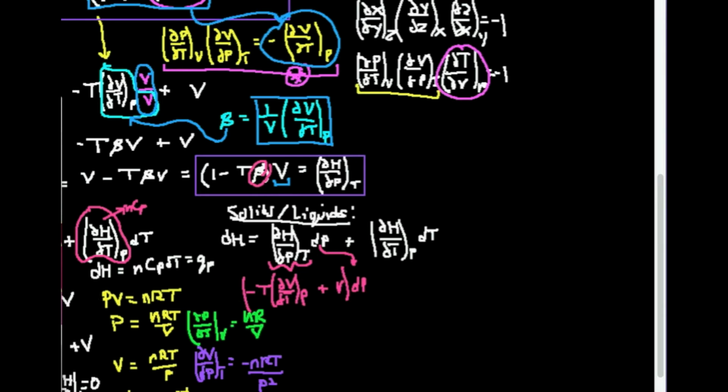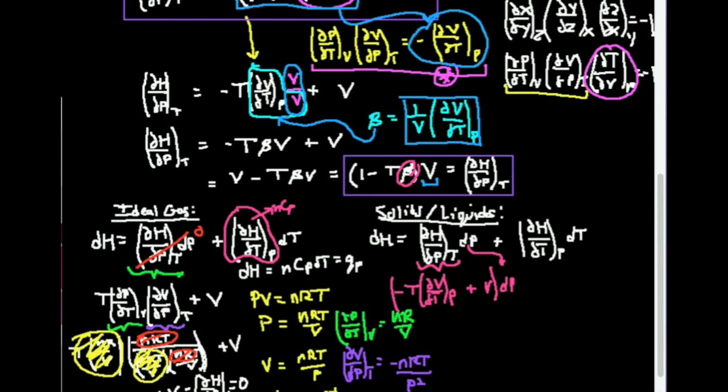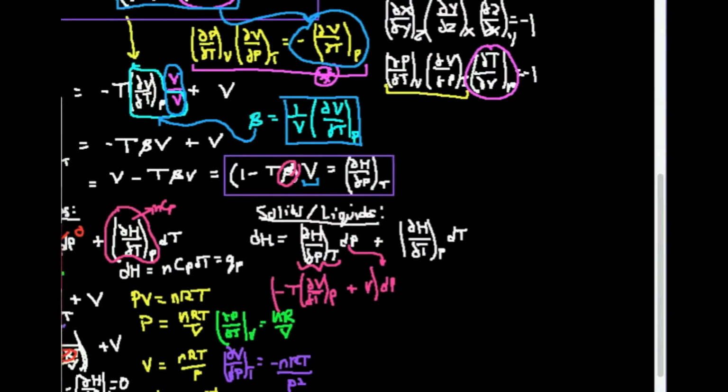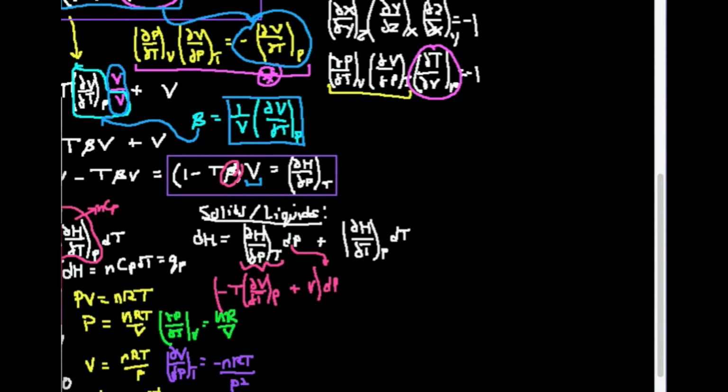We're talking about solids and liquids, so we're no longer talking about gases. If I want to do an ideal gas, I would just do this over here. If I'm doing a solid or liquid, it's a little bit different. So I want you to think about a liquid. This is probably the most intuitive thing.